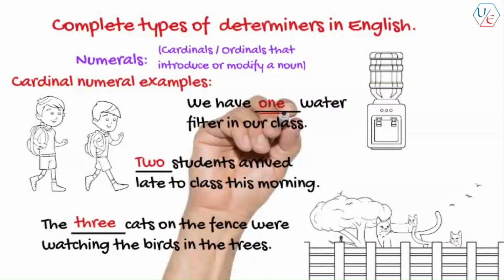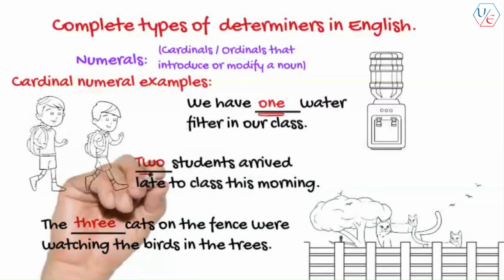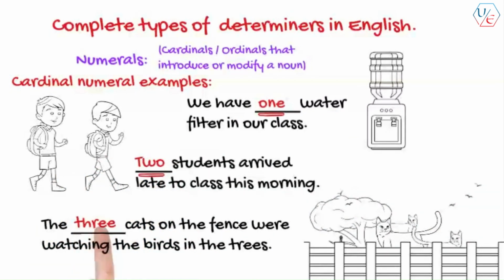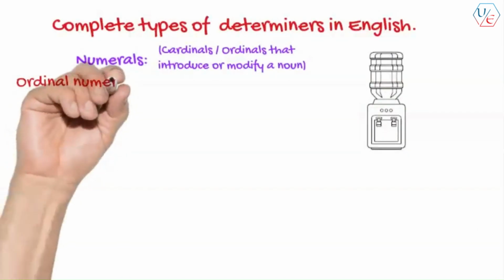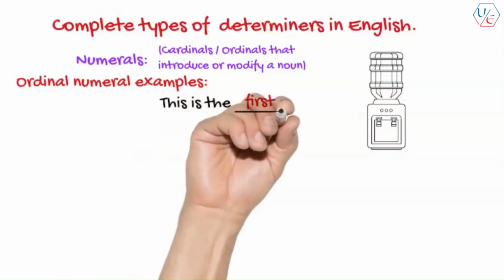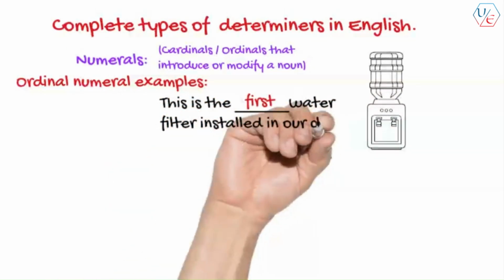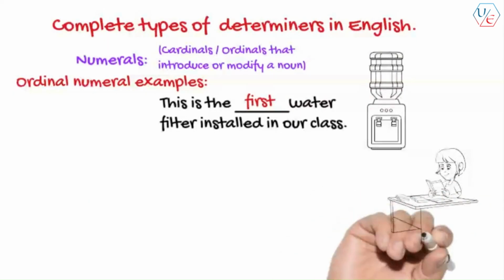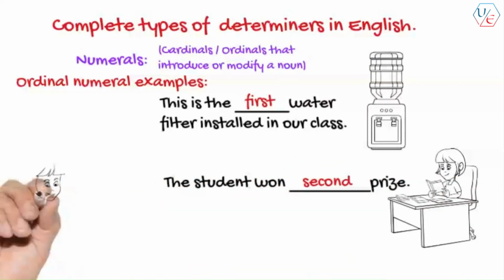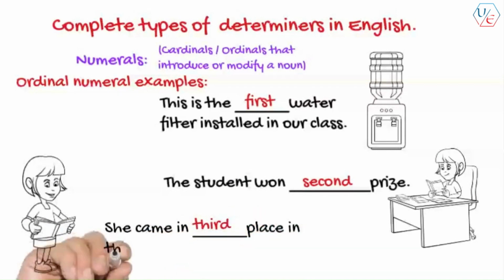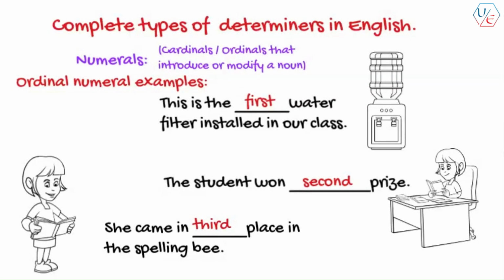1 indicates the number of filters. 2 indicates the number of students. And 3 indicates the number of cats. Ordinal numeral examples. This is the first water filter installed in our class. The student won second prize. She came in third place in the spelling bee. In each of these sentences, the ordinal determiner indicates the position or order of the noun being referred to.